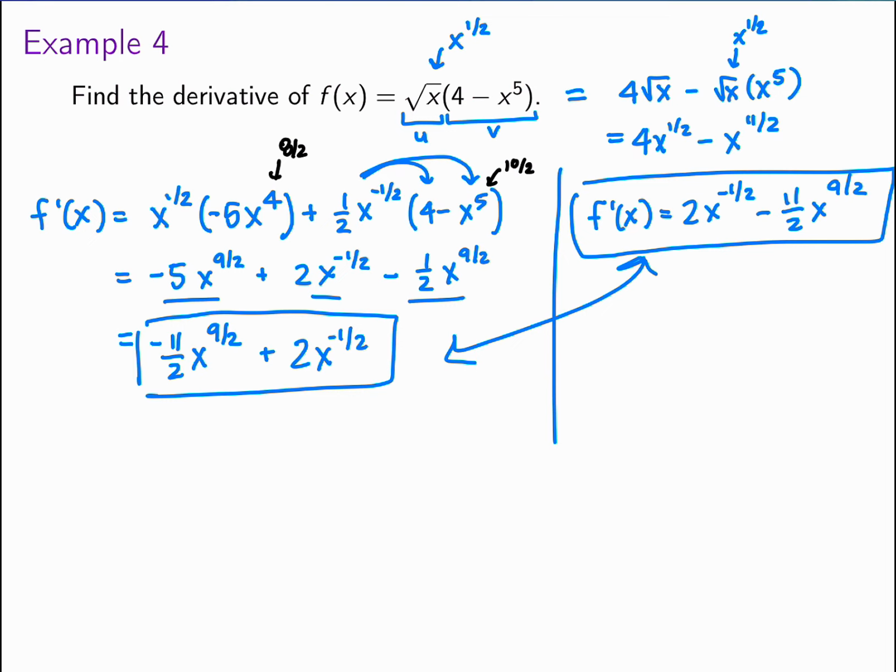But you're going to have to know the product rule because you can't always avoid it. So make sure you're comfortable with using this product rule.